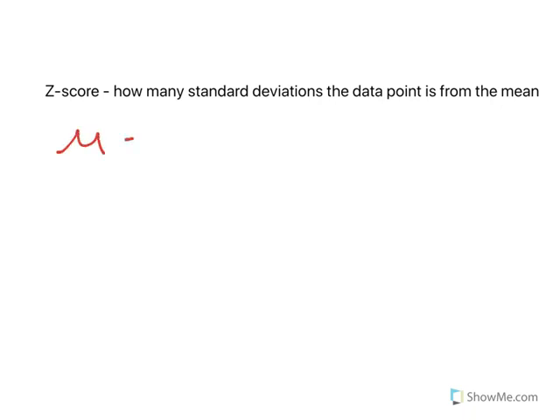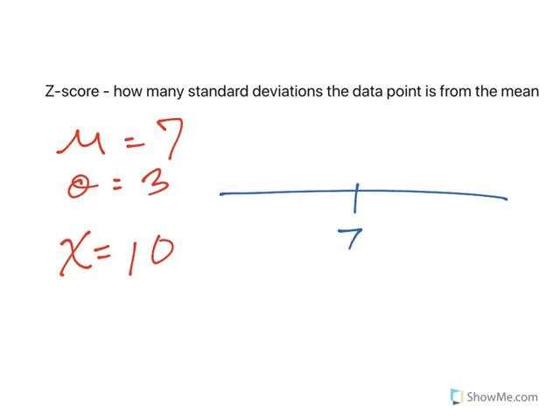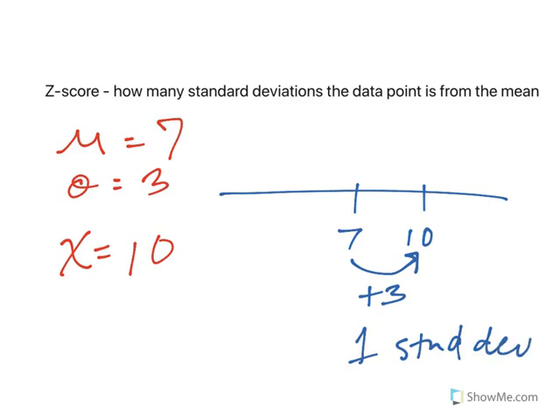So if I have a mean of 7 and a standard deviation of 3, and I have a data point that, let's say, is 10, well, think about this. Let's give ourselves a number line. Here's my mean of 7. One standard deviation to the right would be adding 3, which has a value of 10. So because I am 1 standard deviation above the mean, my z-score would be 1.